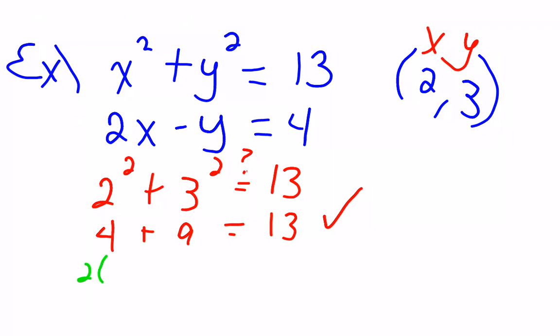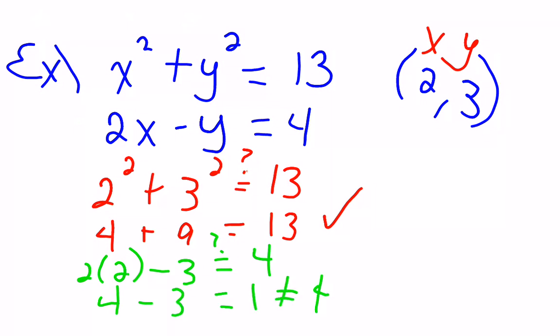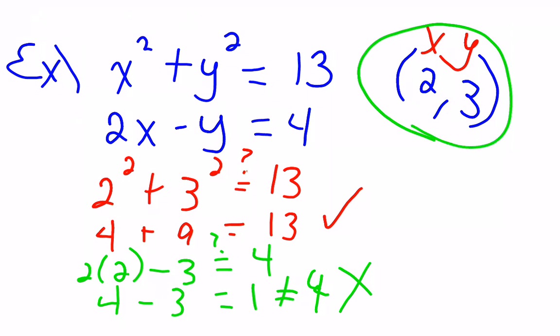So 2 times 2 minus 3, and we're asking ourselves, does that equal 4? So 2 times 2 is 4. 4 minus 3 is 1. 1 does not equal 4. So this one is a no. So when they ask us, is this a solution to the system? Our answer is no. It has to work in both.